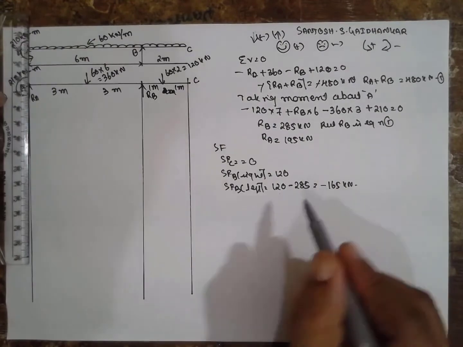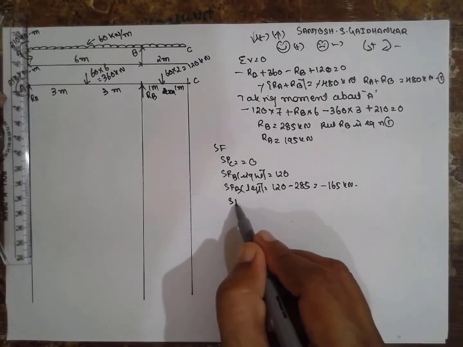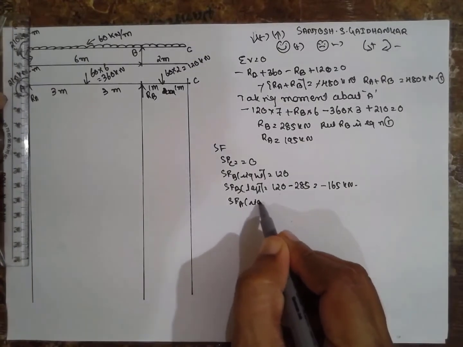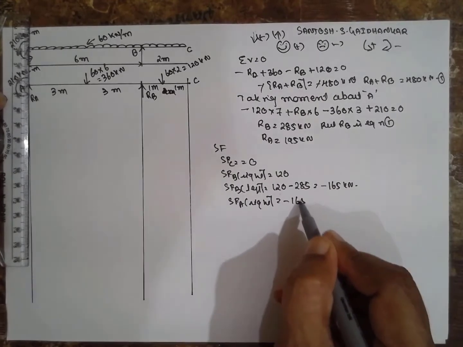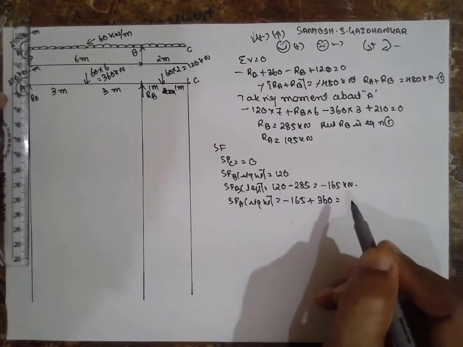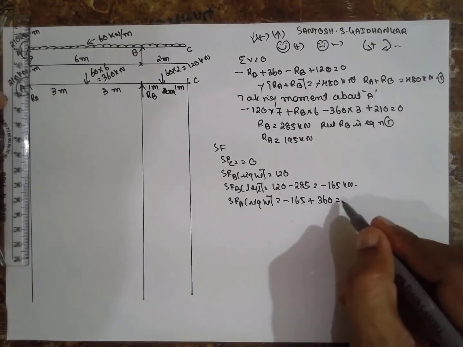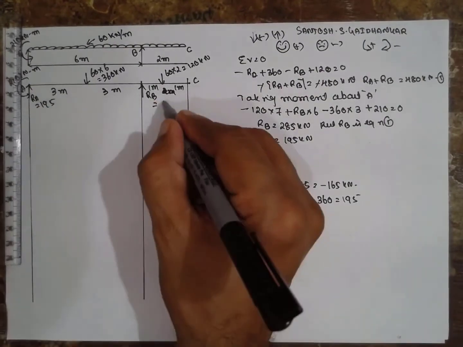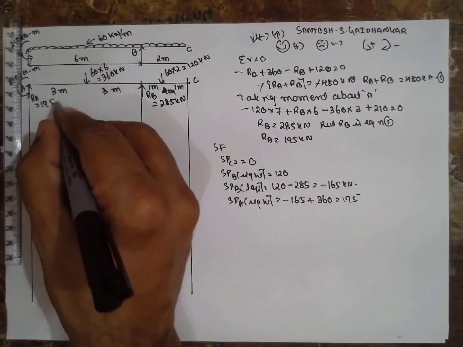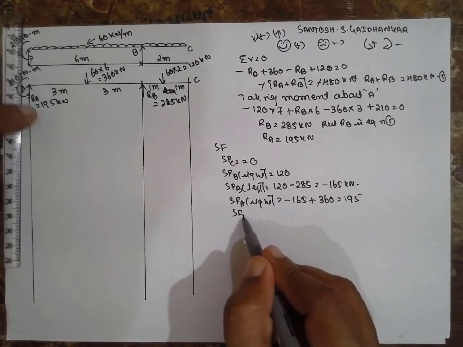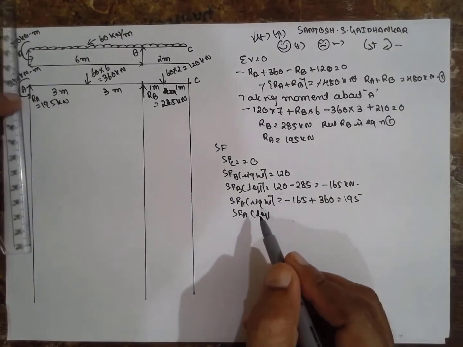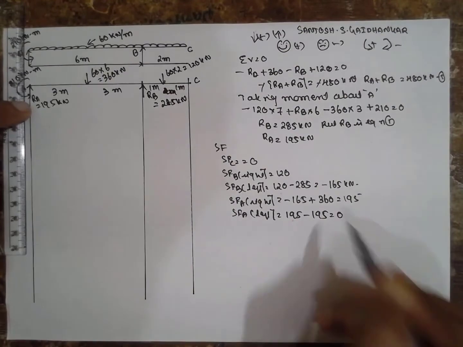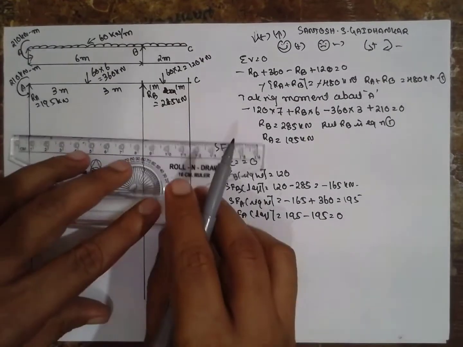Now similarly at A, the shear force, the couple doesn't have effect on the shear force. At A, right side, minus 165 plus 360, the answer is 195. Here already 195 is there. RB is 285 kilonewton. SF at A on left side means this side, left side, 195, and the bottom will be 195 is equal to 0. Draw the shear force diagram here.